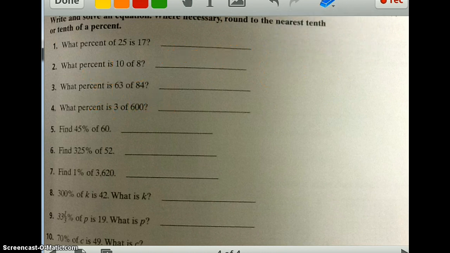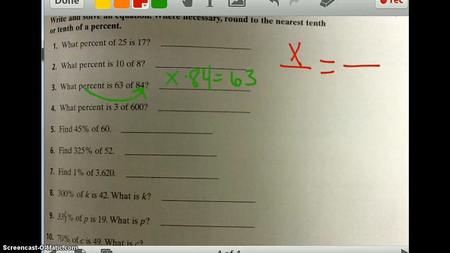So let's try this one. What percent is 63 of 84? So x times 84 equals 63. Really, these "what percent" ones, honestly, at this point in your life, I would say just go for the proportion, because then it's what percent is 63 of 84. Okay, so you can do it that way.